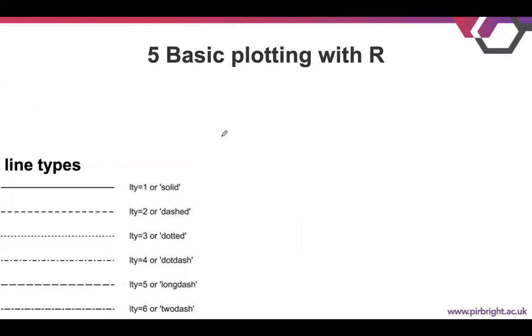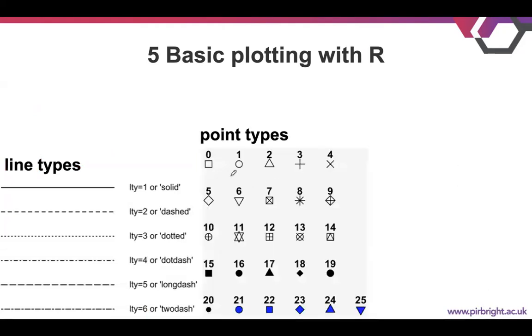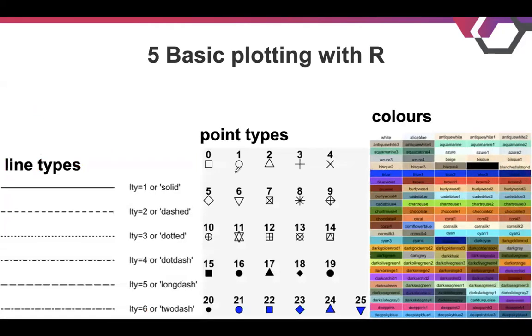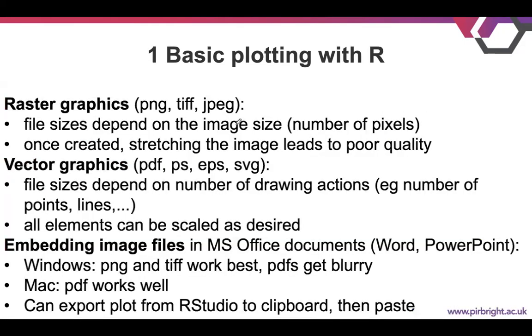We can see as well that when we do basic plotting with R, we have many different line types that we can use. We can change them from solid to dashed, dotted, and so on. We can also change the point type, from round or square. We can also change the colors to a very diverse range of colors. Just bear in mind color blindness as well. There are also different graphical types we can use. If you're using Windows, raster graphics like PNG and TIFF can be more effective. If you're using a Mac, vector graphics like PDF are typically more effective at maintaining high image quality on your computer.